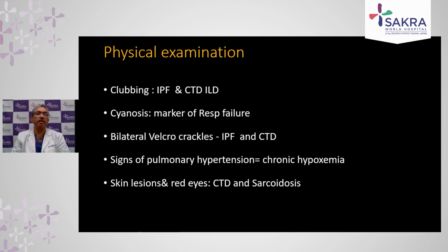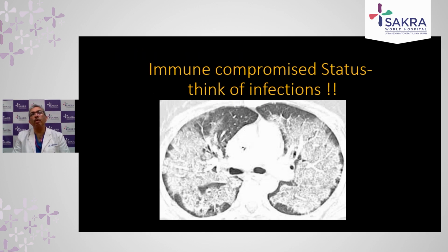If the person has certain skin lesions, which I shall show you, or has red eyes, you could be dealing with sarcoidosis or connective tissue disease. Now, we talked about immune compromised status like HIV or renal transplant. This is a CT scan of a patient which shows pneumocystis infection.